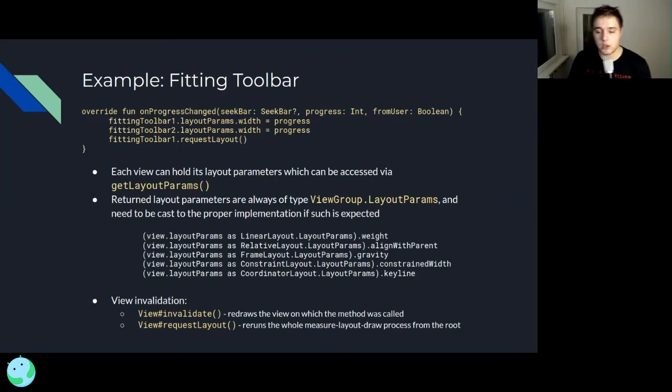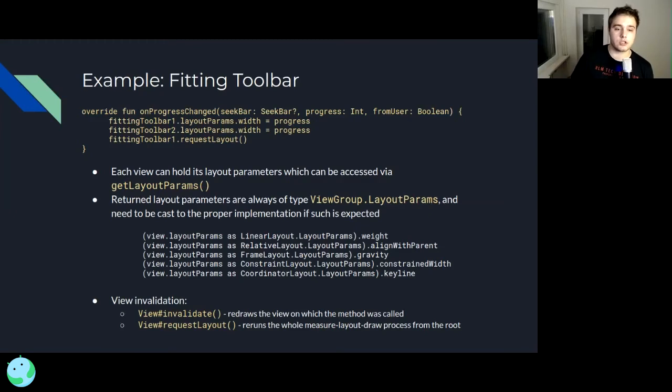Now each view can hold its layout parameters, which can be accessed through get layout parameters. As I said, the upper example is just using Kotlin getter syntax, so there's no get. The returned layout parameters are always of type ViewGroup.LayoutParams, and if you want the ones for the particular implementation, you will need to cast them. I didn't cast anything in the upper example because you get a LayoutParams class, which, if I'm not mistaken, is an abstract class. It already contains width and height, and I didn't need anything specific.